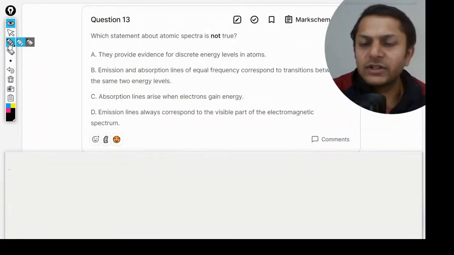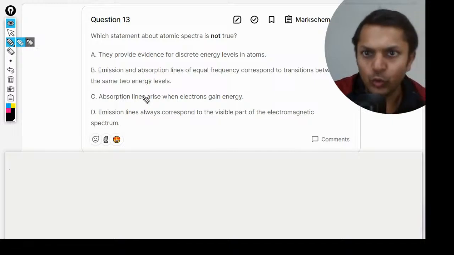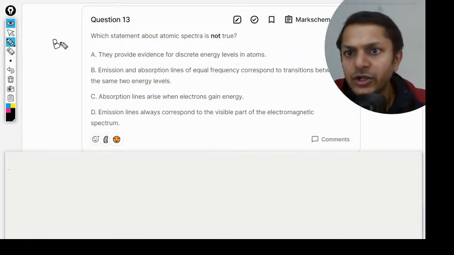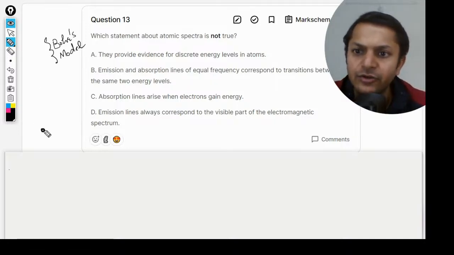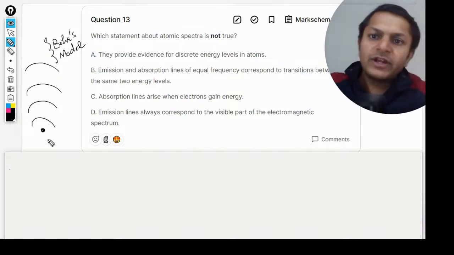Dear students, let us see what is there in this question. Which statement about atomic spectra is not true? So he's talking about the Bohr's model of the atomic structure, which is applicable on hydrogen and like metals like this. So there are shells and electrons are moving up and down.